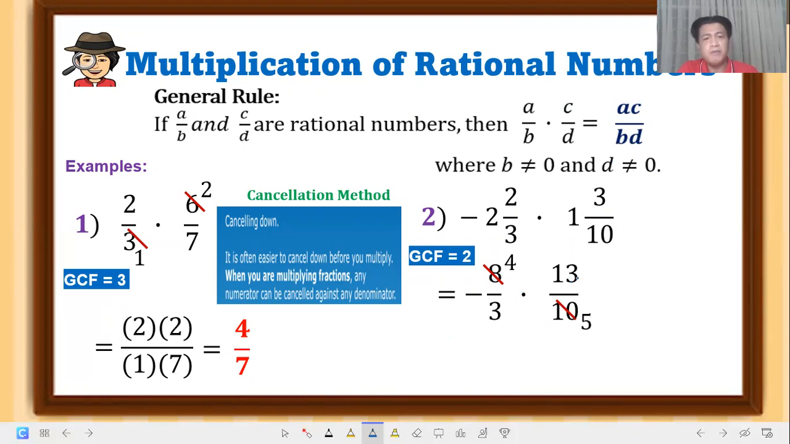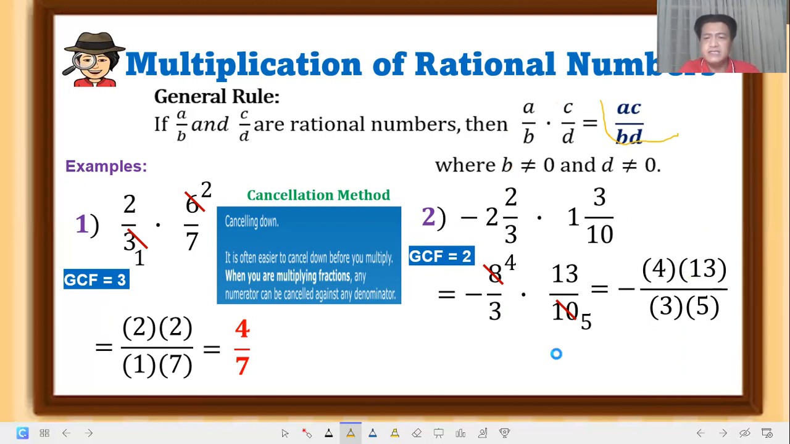Okay, meron pa ba tayong pwede i-cancel dyan? Okay, wala na. Kung wala na, you have to multiply the 4 times 13. Yun yung, di ba, in-apply na natin itong formula na ito. Okay, AC times BD, AC over BD. Okay, 4 times 13, tsaka 3 times 5. That is equal to 52 over 15.